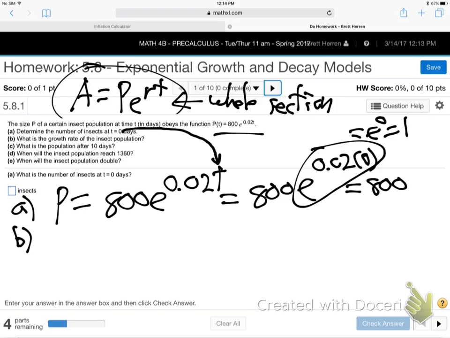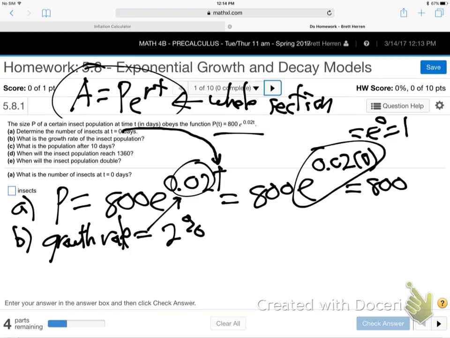Part B. What is the growth rate? Okay, growth rate is just that number right here. They just want you to know it's that number. So it's 0.02, and then change to a percentage. So it's 0.02, which is 2%. Is that good so far? And then B is, that was B.